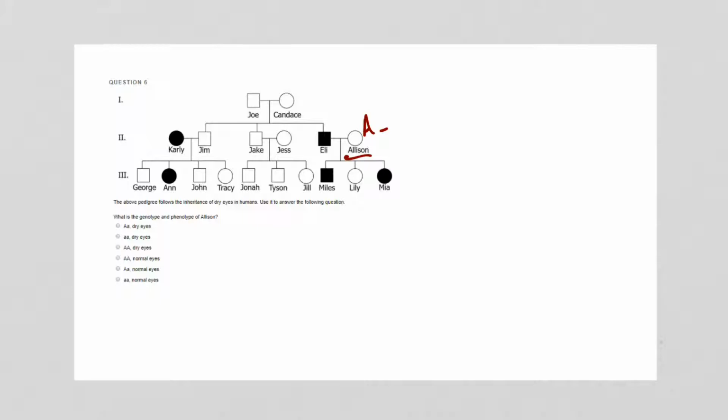And then if we look further at her children, she has two children, Miles and also Mia over here, that are little a, little a. They would only be two little a's if they got a little a from both parents. So she must be heterozygous with normal eyes.